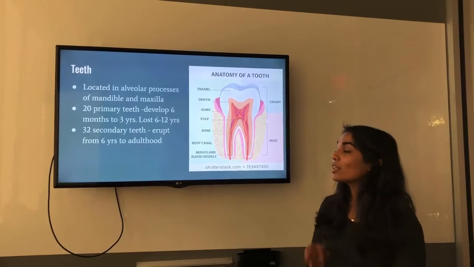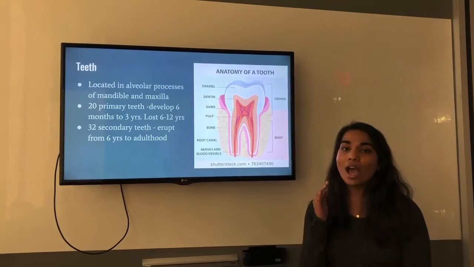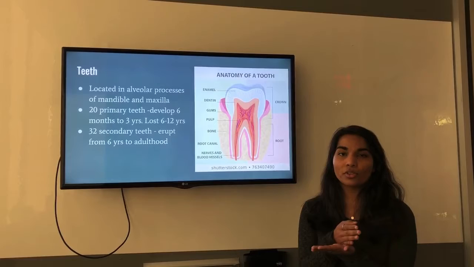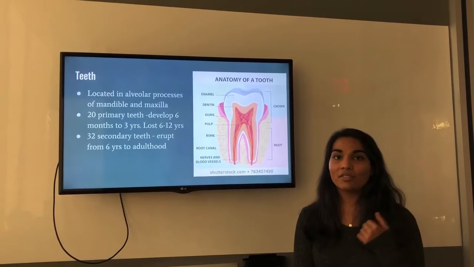The second set of teeth that you get are the 32 secondary teeth, and that happens from when you lose your first couple of teeth until your adulthood. So the next time that you lose your teeth, you're going to need to have dentures.